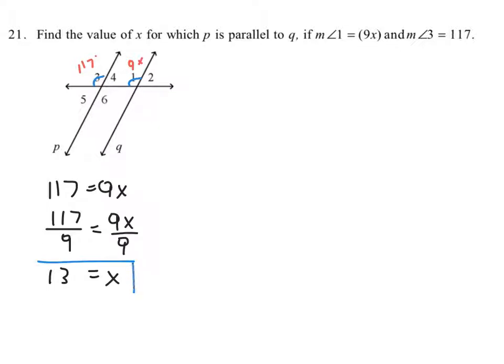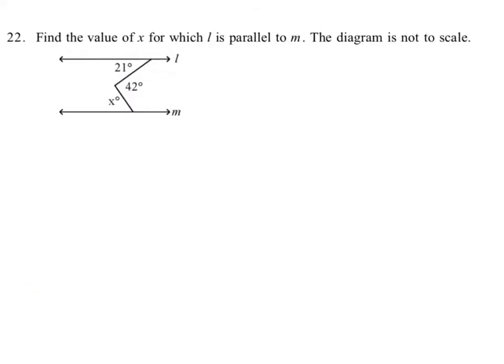So we know that x needs to be 13 in order for those angles to be congruent, and therefore the lines are parallel. So that's how you do it. Okay, find the value of x for which L is parallel to M. This one's kind of interesting. You need to imagine this.